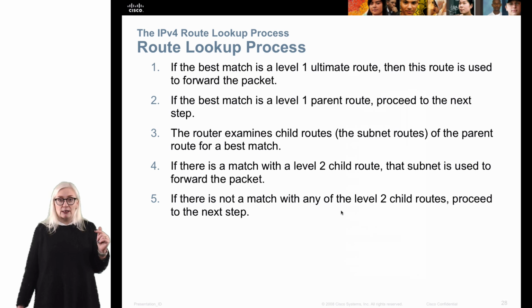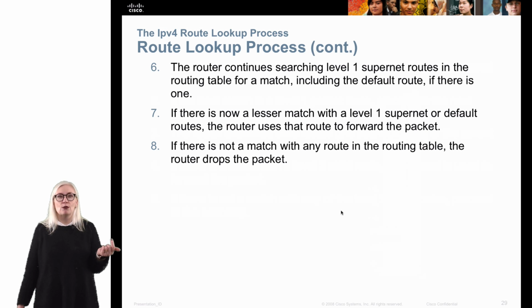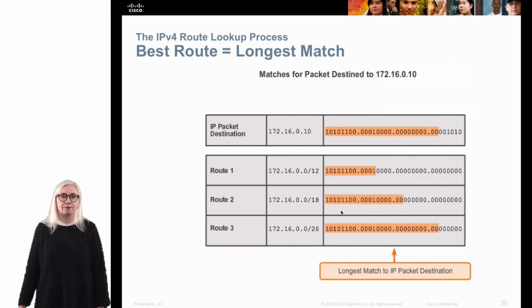If there is not a match, then it will go to the next step, which is to try to find out whether there is a summarized route that has a match. If not, it will look at whether there is a default route, because basically a default route will almost always match. And if there is no match at all, then in the end it will drop the packet. So the best route is the longest match. If I have an IP address 172.16.0.10, then it will look at my different routes in my routing table and find the longest match for this destination, and it will choose the one with the most corresponding bits.